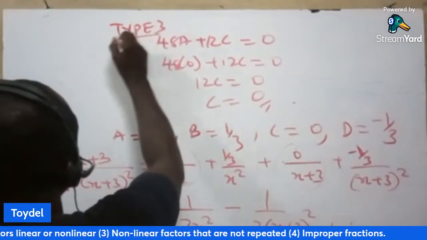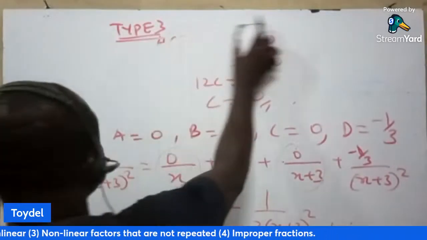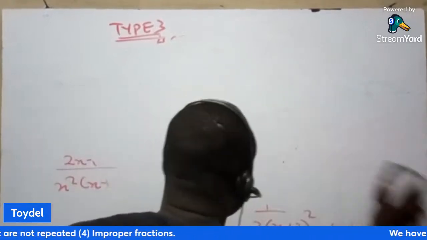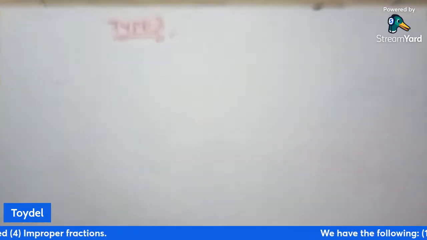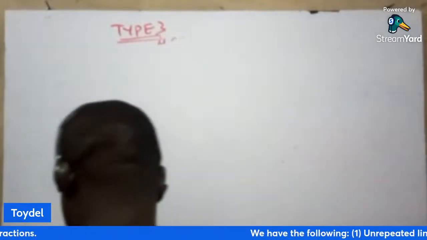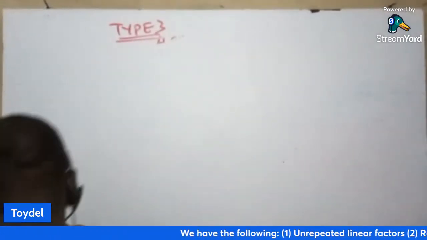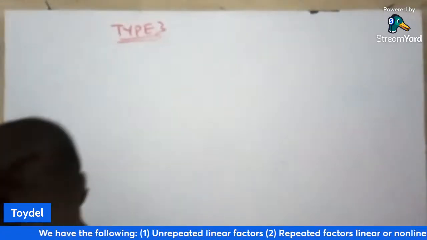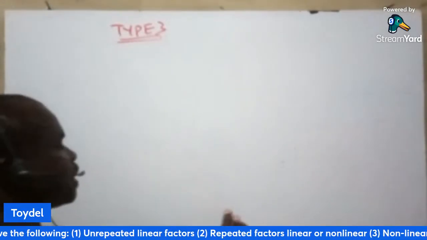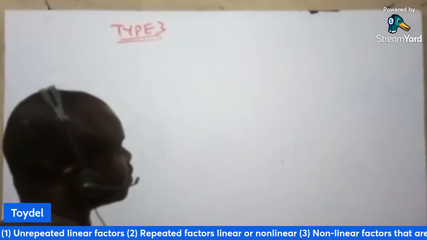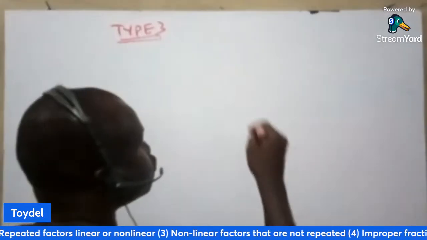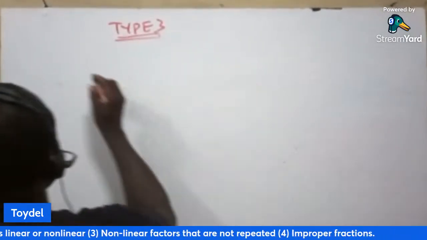Type 3 is when we have nonlinear factors that are not repeated. Nonlinear factors that are not repeated. If it's nonlinear, it could be quadratic, it can be trinomial, it can be s squared, s cubed, but they are not repeated.